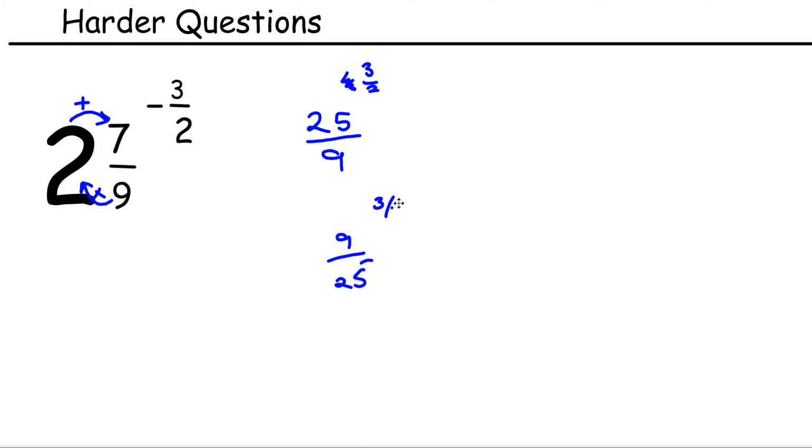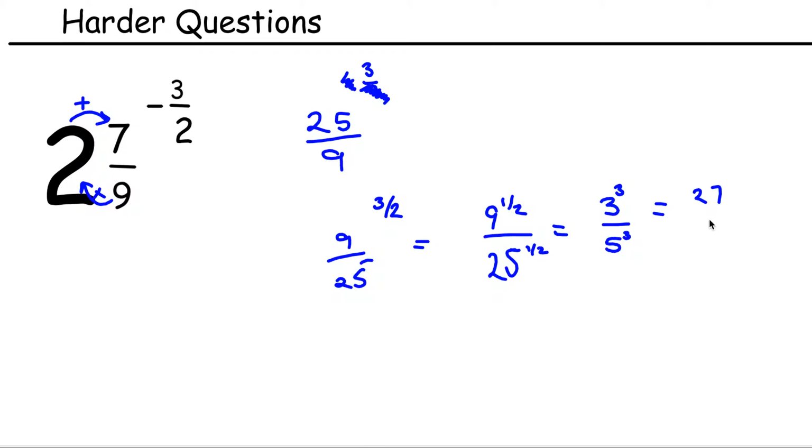And then we have 3 over 2. Then I'm going to pull in that half, so I'm going to do 9 to the power of a half over 25 to the power of a half, which is 3 over 5. Okay, so now we've lost this denominator half. Then we're going to power both numbers by 3. 3 to the power of 3 is 27, and 5 to the power of 3 is 125. Okay, so that's done. So not too hard after you've broken down the skills.